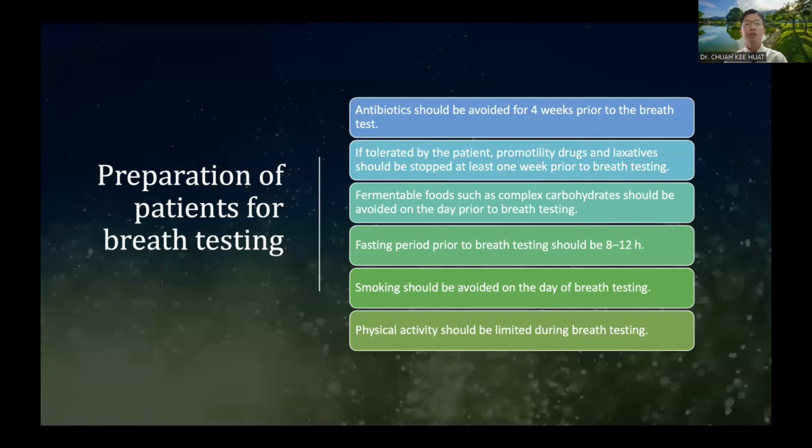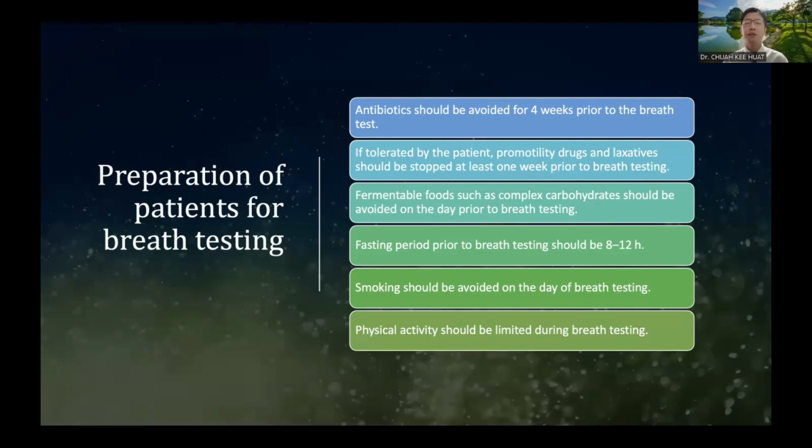How to prepare patients for breath testing? Antibiotics should be avoided for 4 weeks prior to the breath test. If tolerated by the patient, pro-motility drugs and laxatives should be stopped at least 1 week prior to the breath testing. Fermentable foods such as complex carbohydrates should be avoided on the day prior to breath testing.